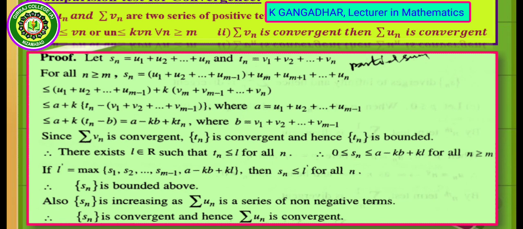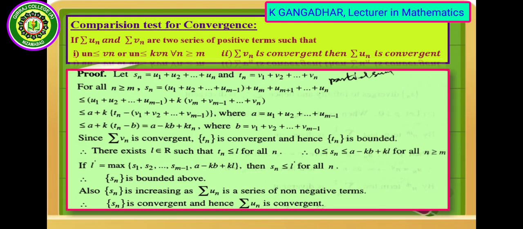So therefore, the comparison test for convergence: sigma un and sigma vn are two series of positive terms such that, first condition, un less than or equal to vn, or un less than or equal to k vn. Second condition, sigma vn is convergent, then sigma un also converges.